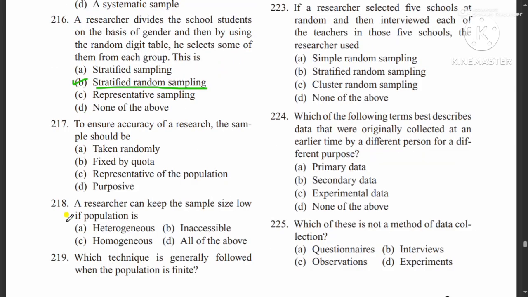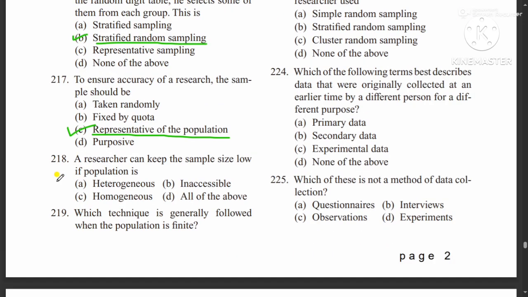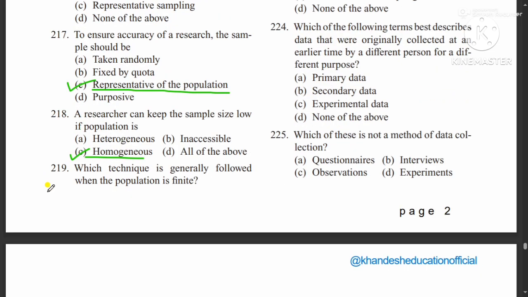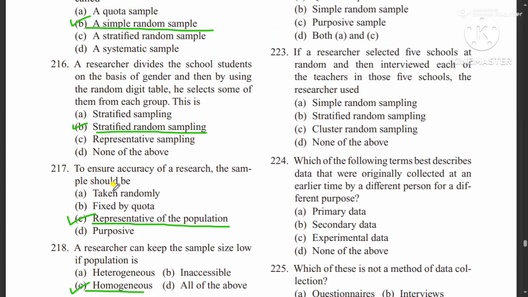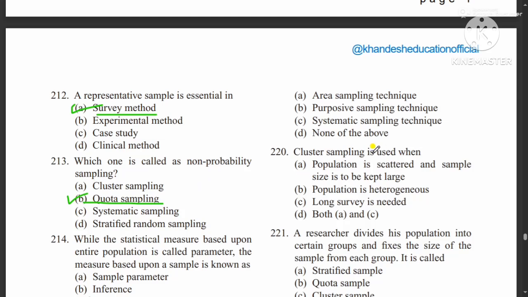To ensure accuracy of research, the sample should be representative of the population. Option C is correct. Question 218. A researcher can keep the sample size low if the population is. Homogeneous. Option C. Which technique is generally followed when the population is finite? Option C is correct. Systematic sampling technique.